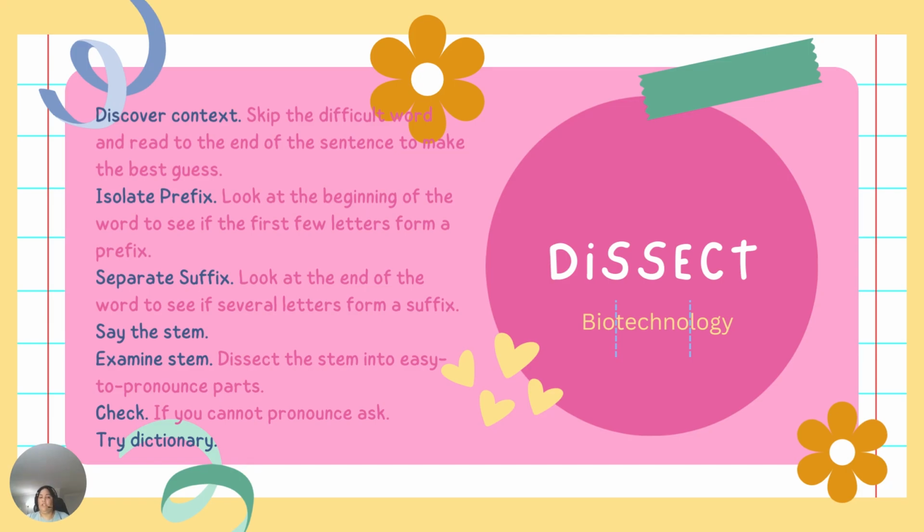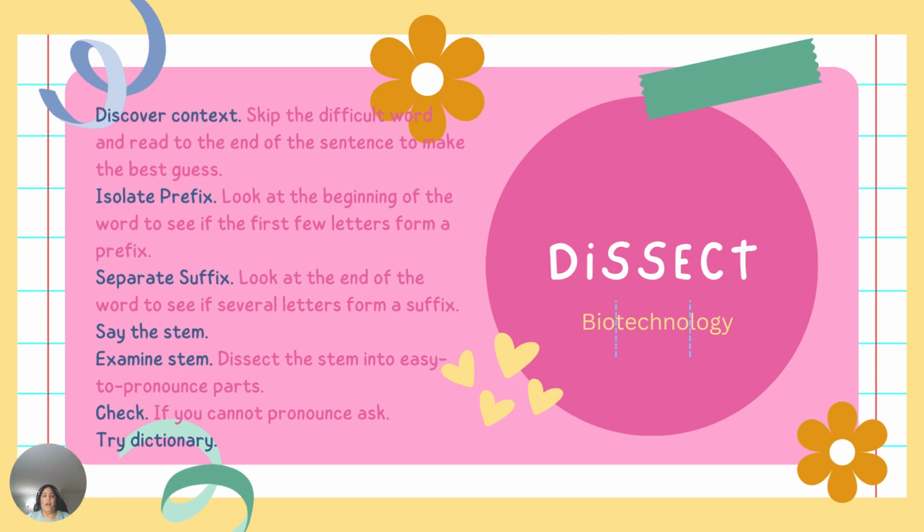Another intervention would be DISSECT. The following steps are the ones we should write in the report. Discover context, which is skip the difficult word, and read to the end of the sentence to make the best guess.